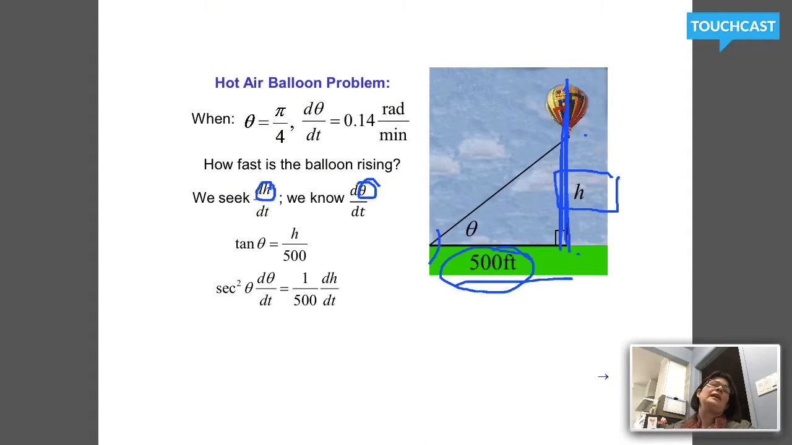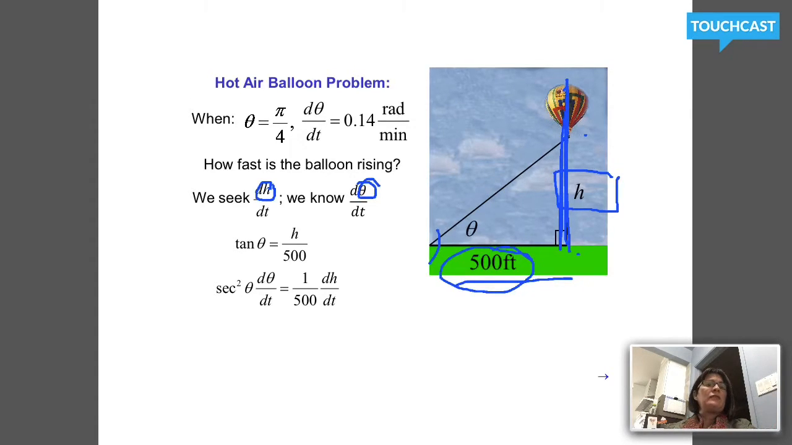So tangent of theta is opposite over adjacent. Don't get confused with h for hypotenuse, because we've labeled h to mean height in this problem, and it's the side opposite theta. So I know that tangent of theta is going to equal h over 500. Once I have that equation, I can take the derivative of both sides with respect to time, and then I can use whatever other sneaky methods I need to, like plug in numbers or freeze the picture.